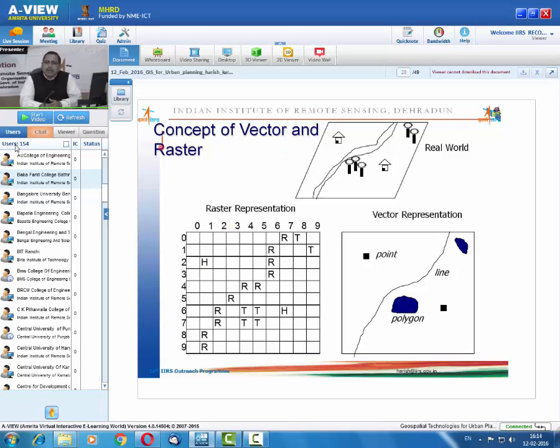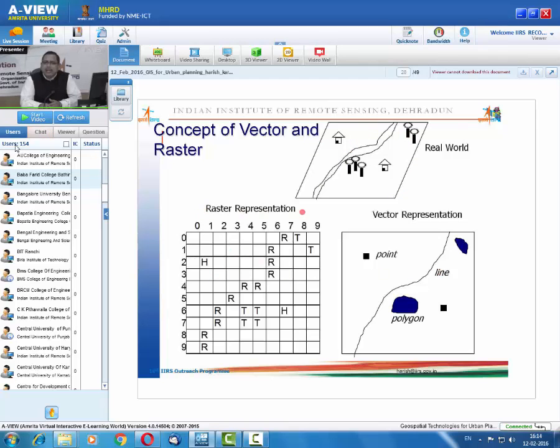Now, you can understand the concept of vector and raster better here. Suppose this is the real world. Here you can see a river, some trees, and some house locations. I want to model this geography in my raster and vector models, so here are the outcomes.